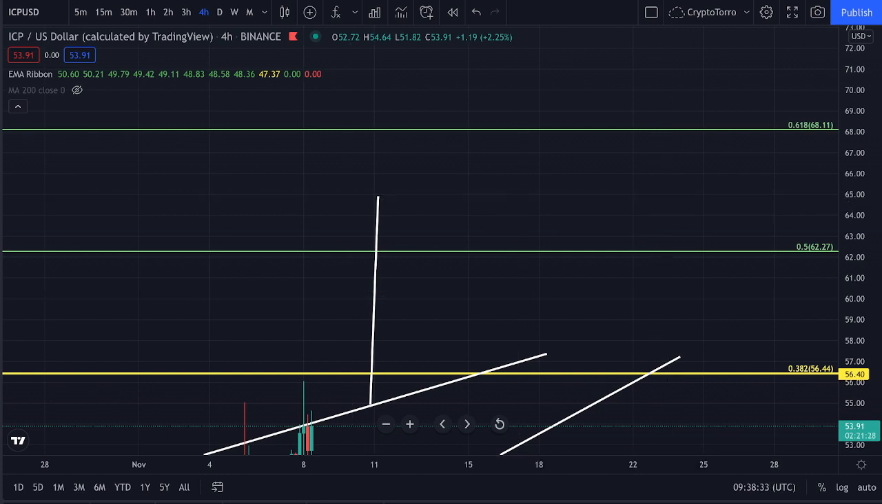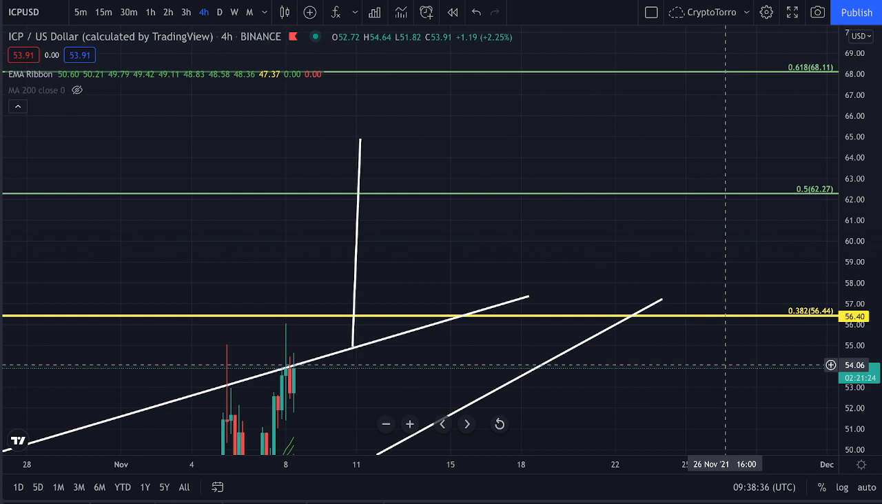I would like to keep you up to date about this development because I think it has a lot of potential for the upcoming week.